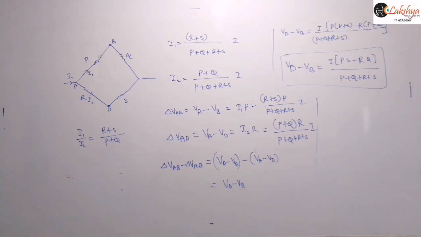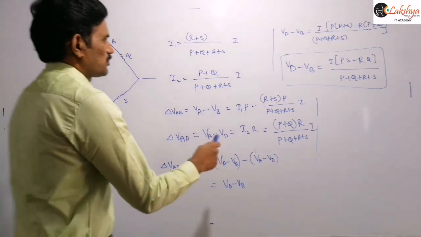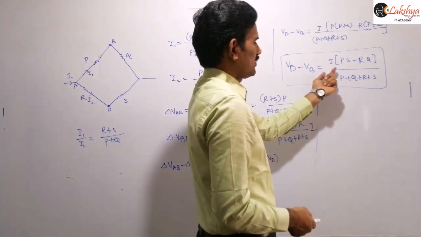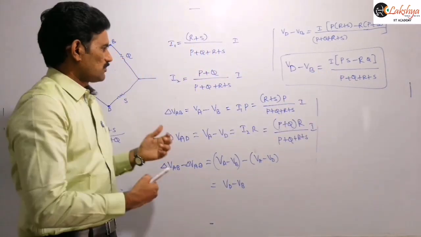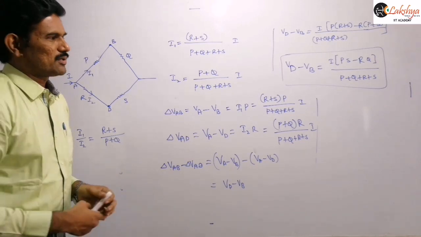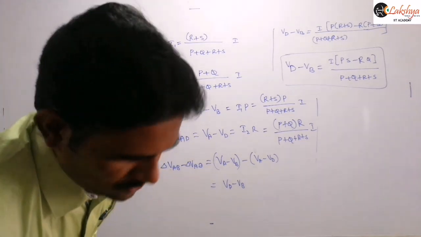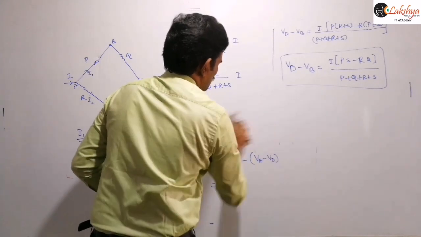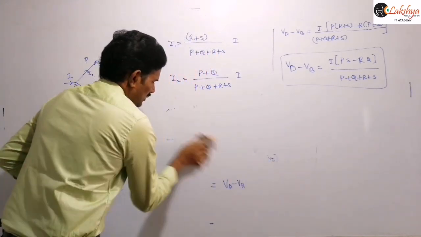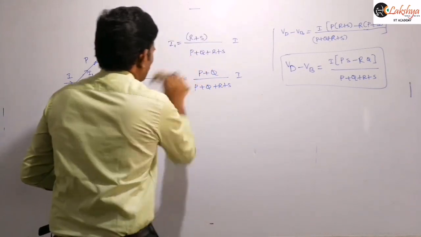Now let us see here, from this we can conclude whether the current is flowing from B to D or D to B, you can conclude here. So I will write the conditions now here. Let us see this. So from this equation, VD minus VB equation, you can conclude that.